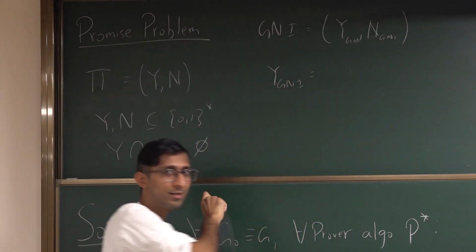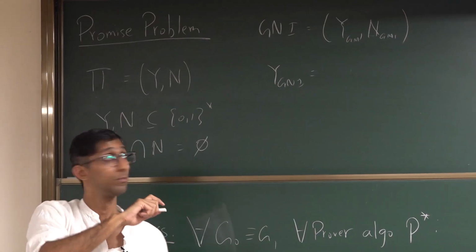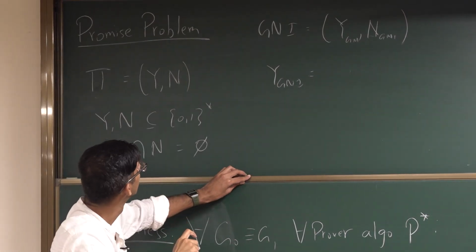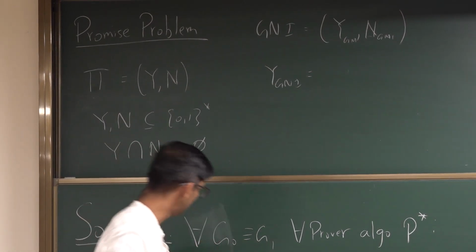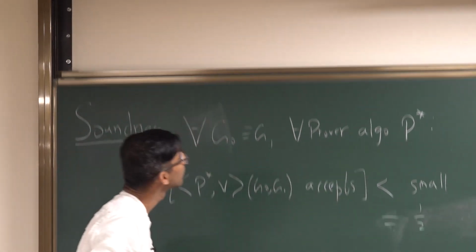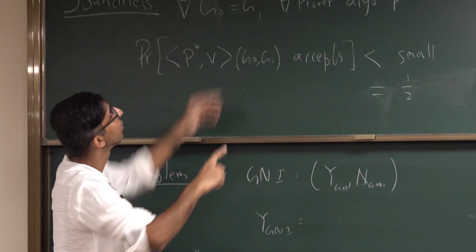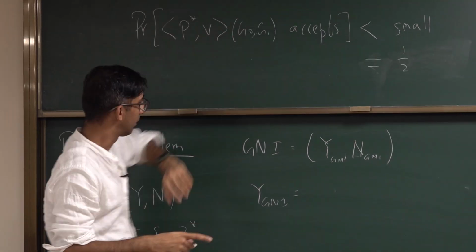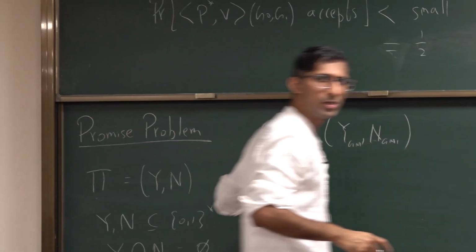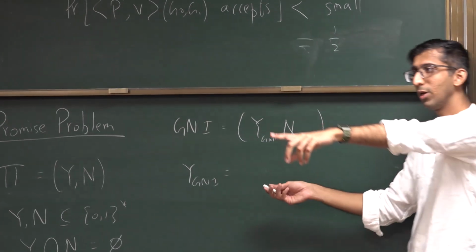What is the set Y here? I see. Okay, then I'll have to bring it all the way down, because it's not visible over there. Is this visible to everybody? If I write here, can you guys see?